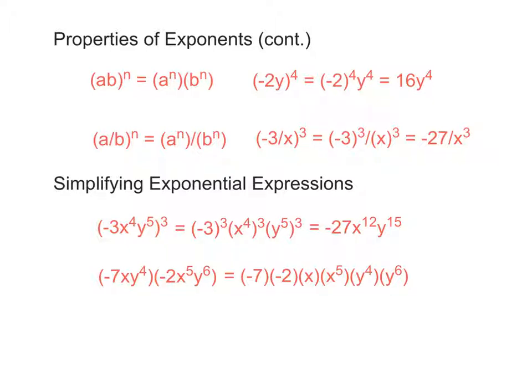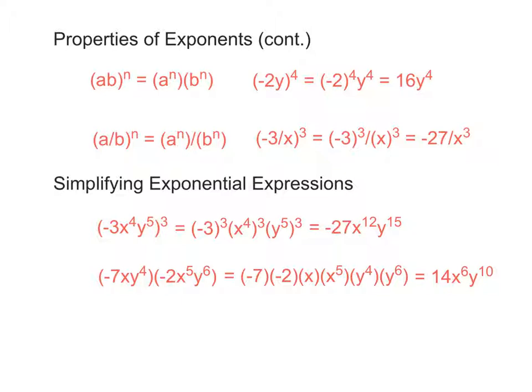So now I've got minus 7 times minus 2, x times x to the fifth, y to the fourth times y to the sixth. Now, the minus 7 times minus 2 is going to be basically the way you multiply numbers. Negative times a negative is going to be a positive. But let's see what happens when we multiply the variables with the exponents.